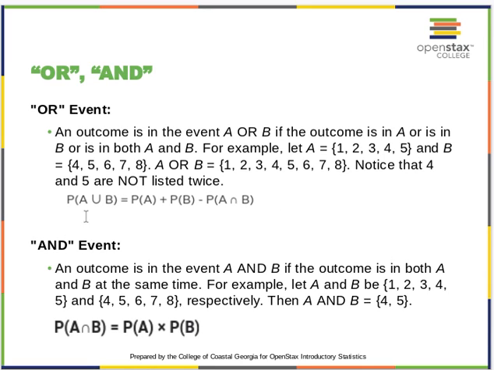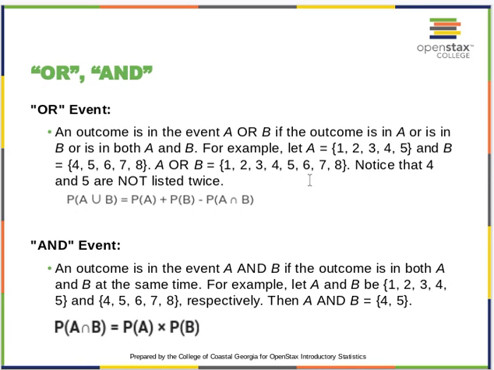Probability of A union B. Think of union as equal to OR. And we have the probability of A plus the probability of B minus the probability of A and B. This keeps you from double counting. So notice that 4 and 5 are not listed twice in the A or B, because if you did, you would have probability of A is 5 over 8 and probability of B is 5 over 8, and you would have a probability greater than 1, which we know is not allowable.